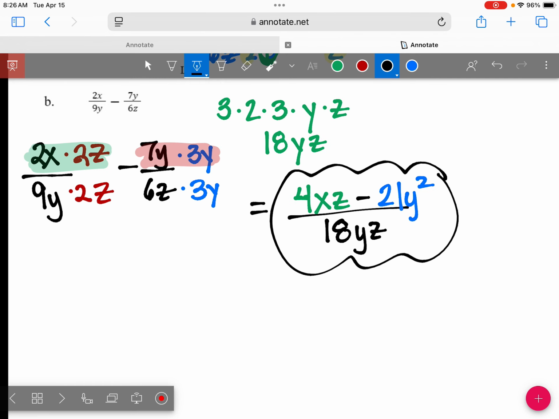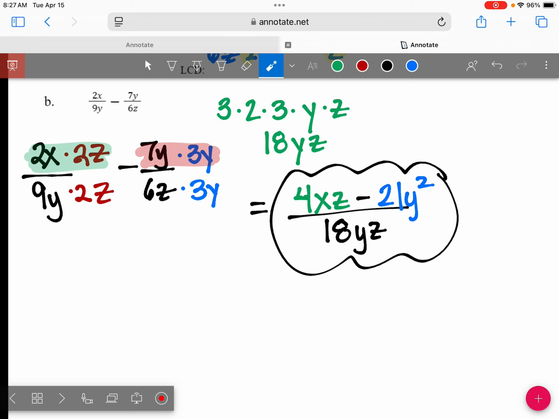Miss? Yes. Does it matter what you put the variable on? Like, if you put 2y, does it matter? It does matter. What you're doing is you're looking at your denominator and you're adding the variable that's not there. Because this first fraction already has a y, then I don't need to add a y. I need to add a z, because that's what this has that this didn't have.